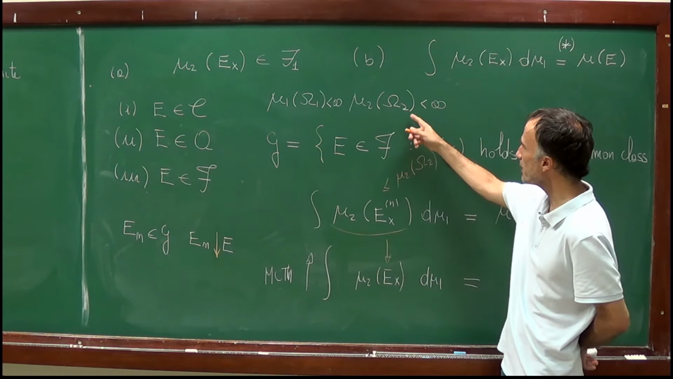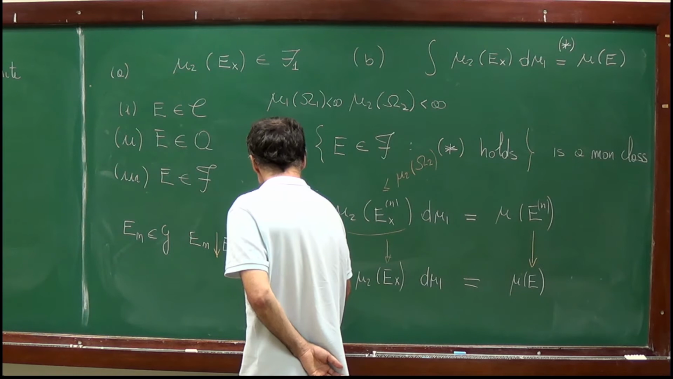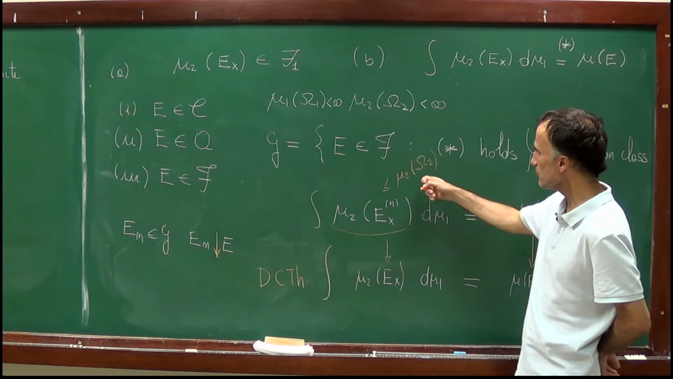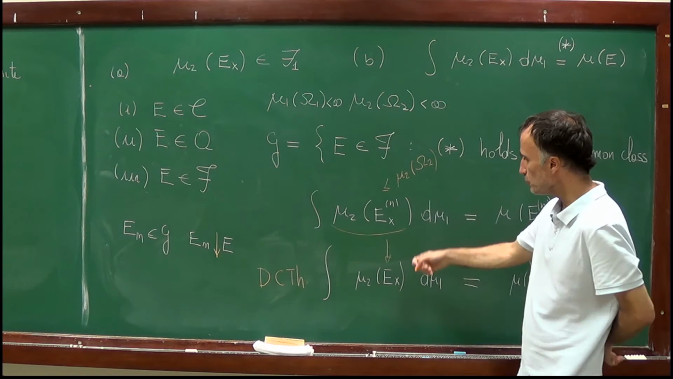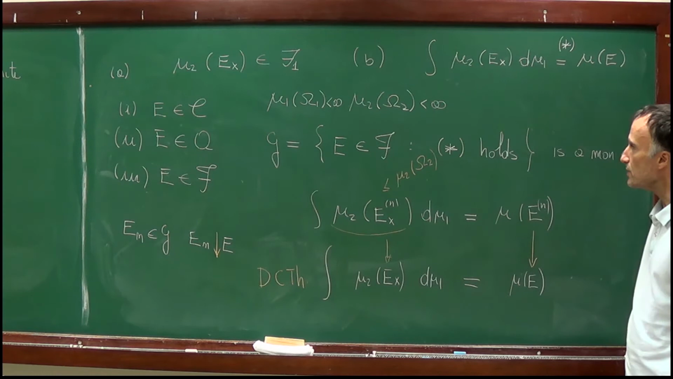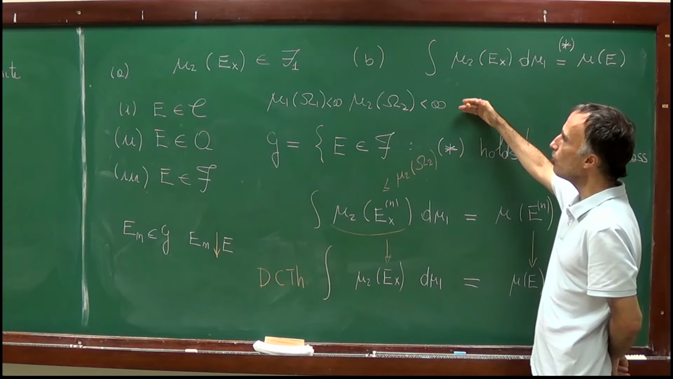And therefore, instead of using the monotone convergence theorem, I can now use the dominated convergence theorem in order to pass to the limit. This is a sequence of functions which are bounded by an integrable function, because mu1 is finite, so this constant is integrable, and therefore I can use the dominated convergence theorem to pass to the limit in this expression. And since these two expressions are equal, their limits are equal, and therefore mu of E is equal to this integral, which proves that G is closed by decreasing sequences, and which concludes the proof of the theorem in the case of finite measures.